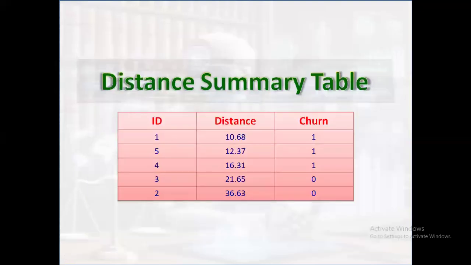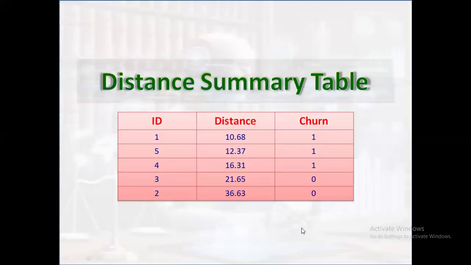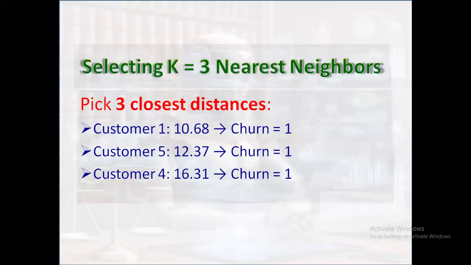16.31 respectively. Here we are arranging according to the values 1, 5, 4. These values already give us a churn value of 1. So we are arranging like this.